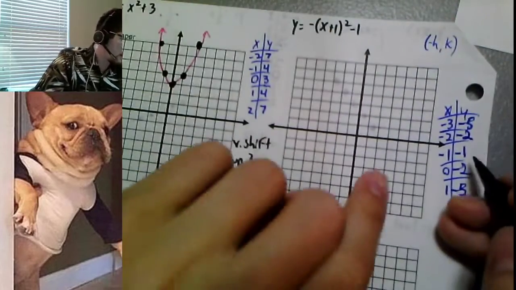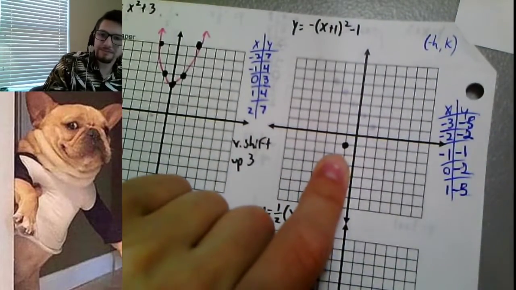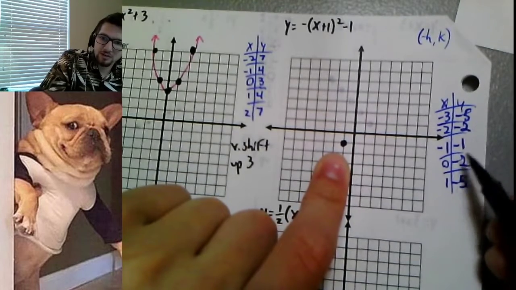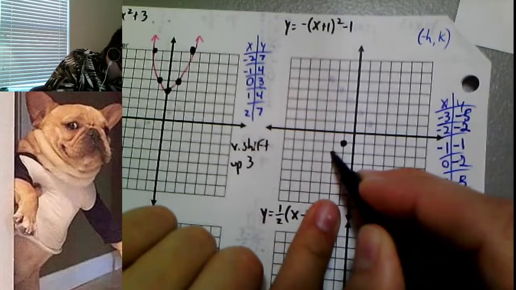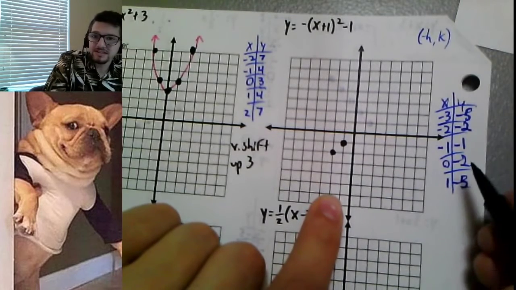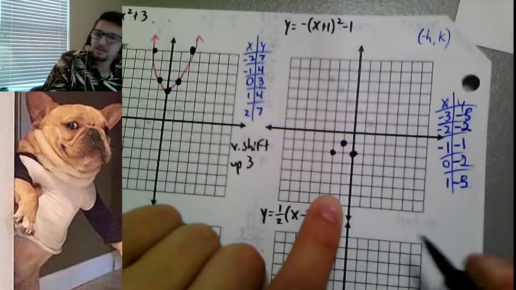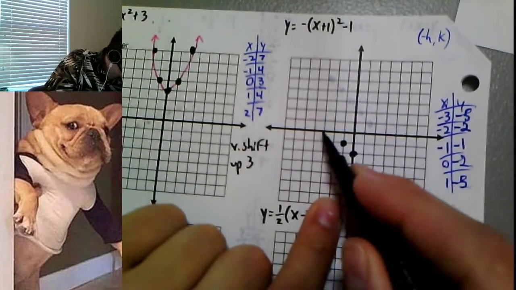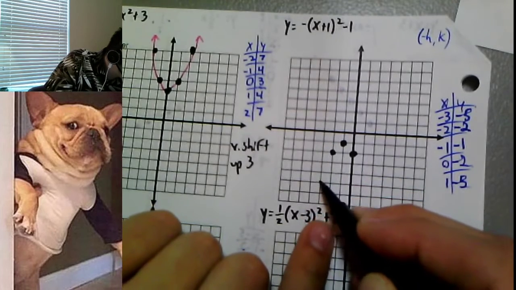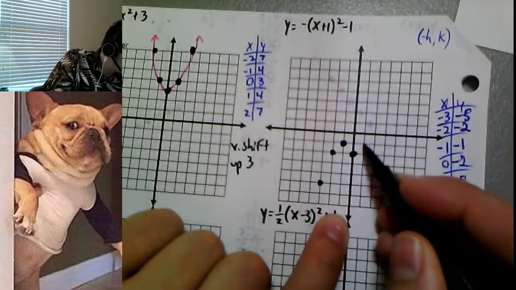Graphing, my vertex is left 1, down 1. So this is where the center of my graph will be. If I go 1 this way, it's left 2, down 2. So 1, 2, 1, 2. If I do this side, I'll stay at 0, but then go down 2. For this final point, I'll have left 3, down 5. 1, 2, 3. 1, 2, 3, 4, 5. And then for this point, I'll go over 1, down 5.